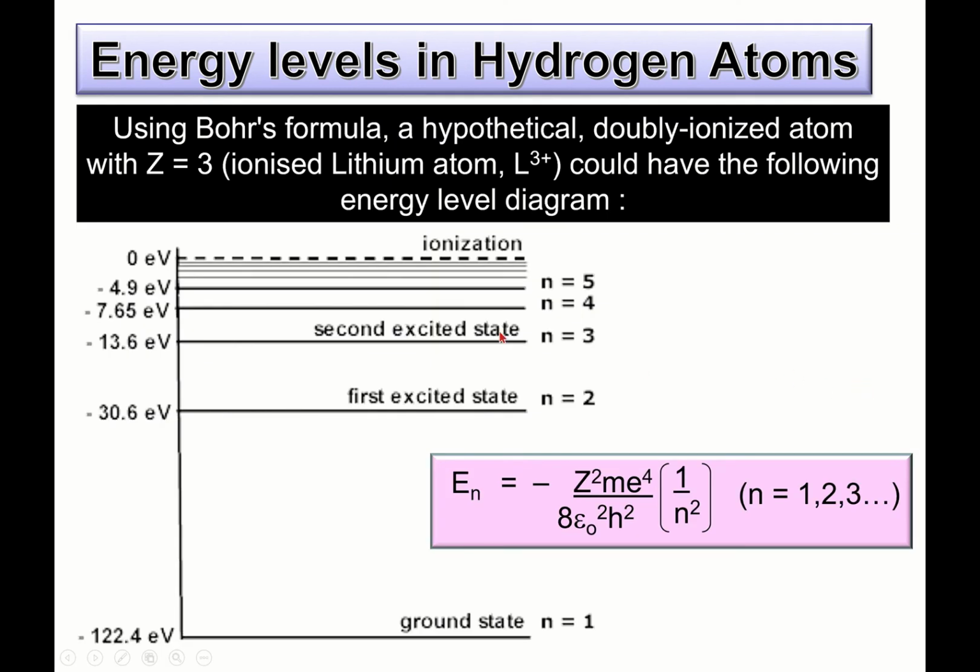Okay, so this energy level drawn here is an example for a doubly ionized lithium atom, Li2+. So the Z value is equal to 3. You can get this from the periodic table. So this is the energy level. You calculate using this equation, so we draw it in the graph here.